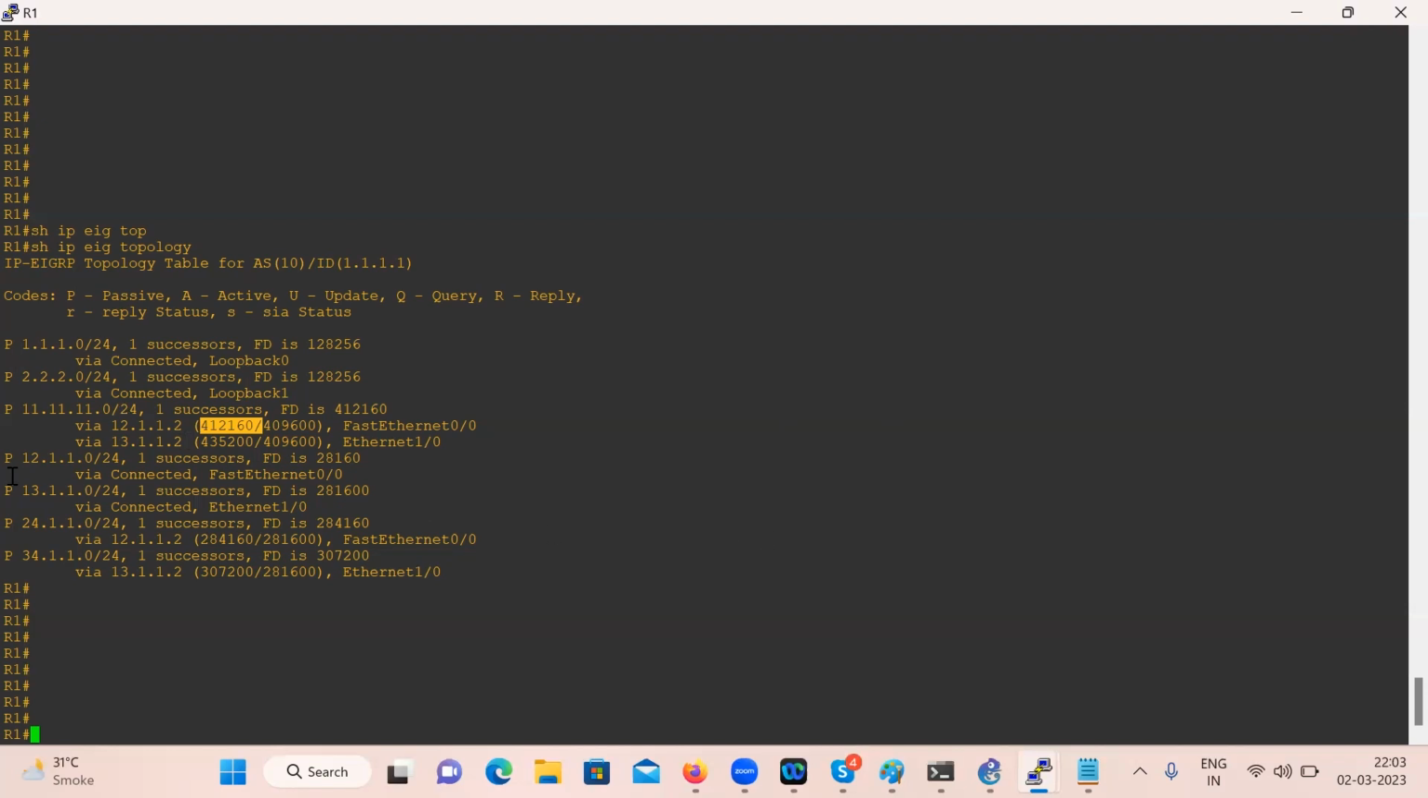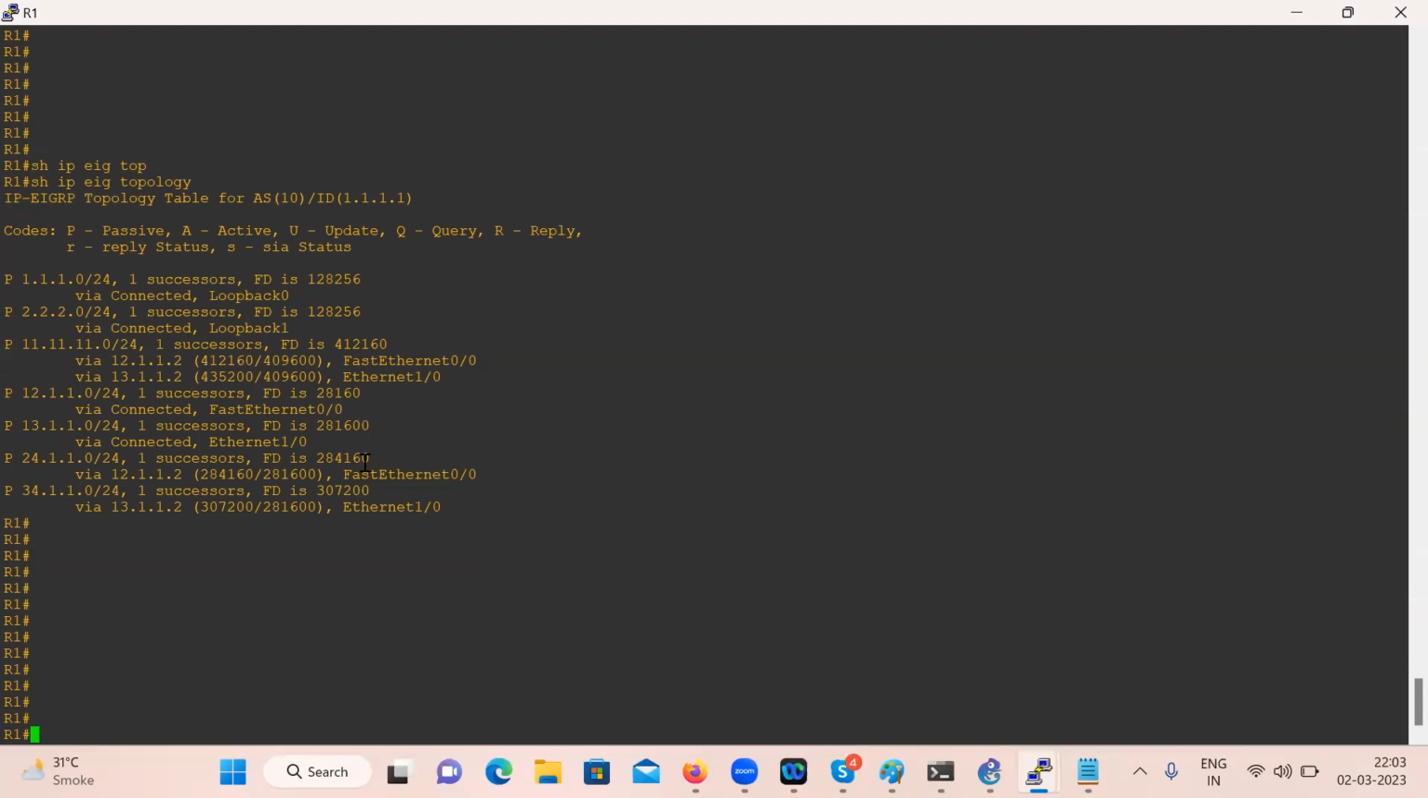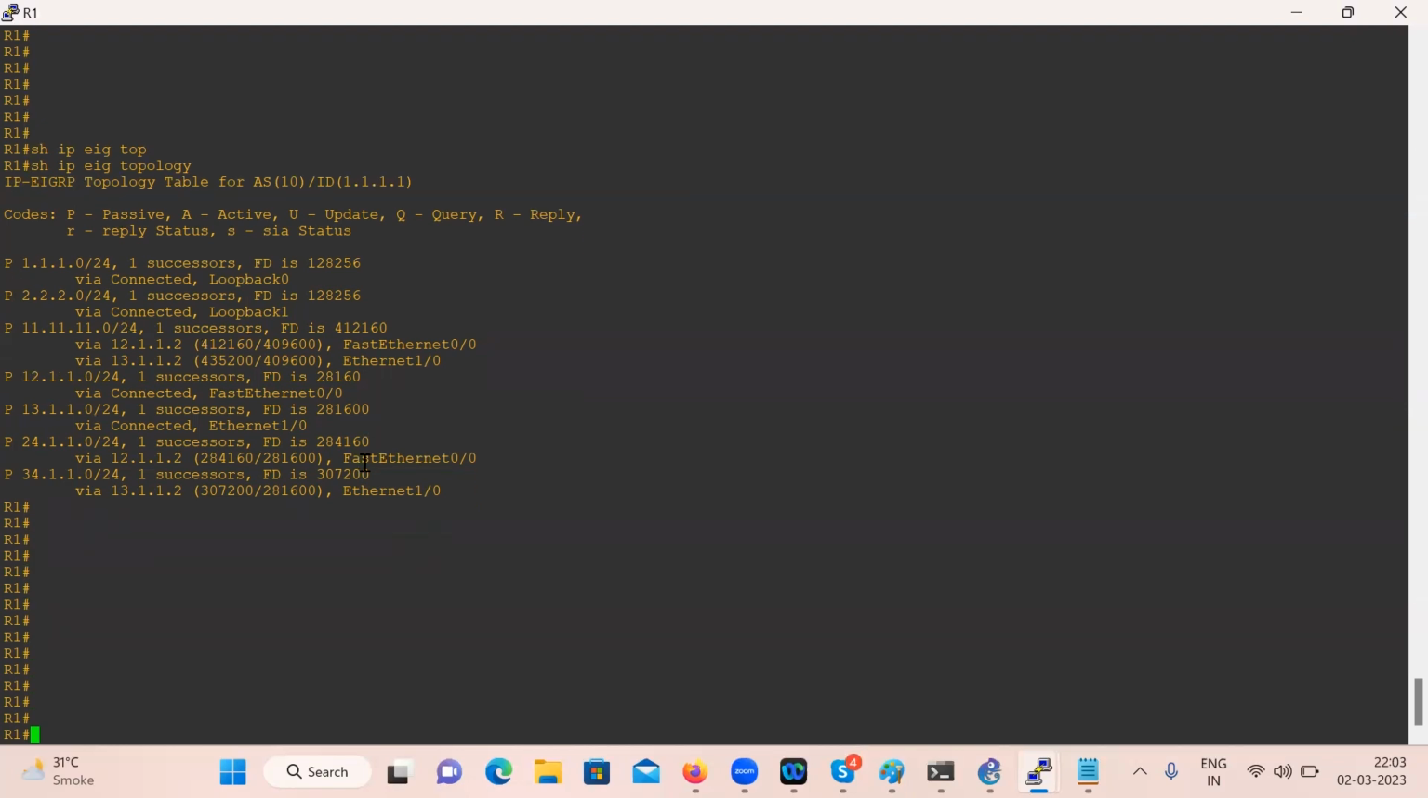Got the point? So this is the third table. Okay. The first one is what? Routing table. Second one is what? Second one is neighbor table. And the third one is what? Topology table. Okay. Clear for everyone?